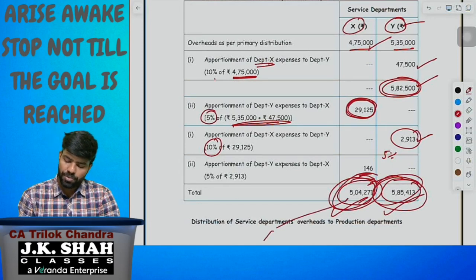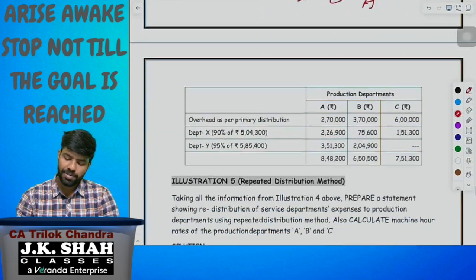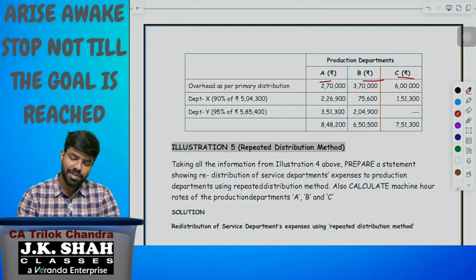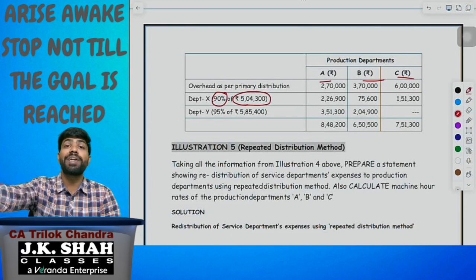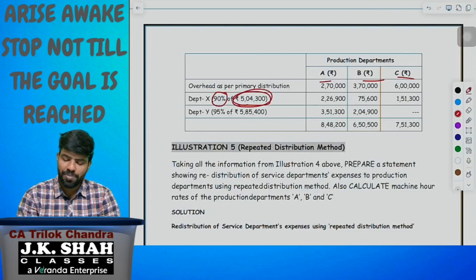X will be apportioned to A, B, C. Y will be apportioned to A, B, C in the given proportions. Look at here. A, B, C. X department, 90% of 5,04,300. Why are we taking only 90%? Because 10% belongs to Y department. Don't consider that. 90% of this amount will be apportioned.